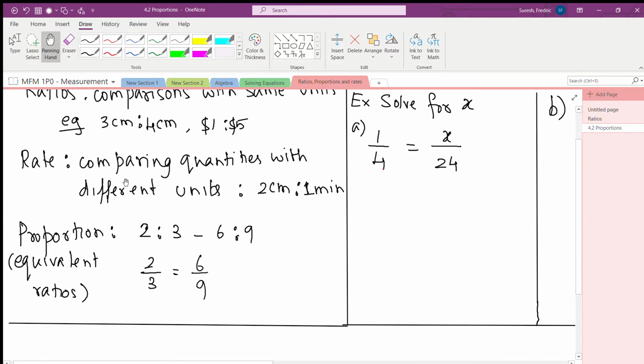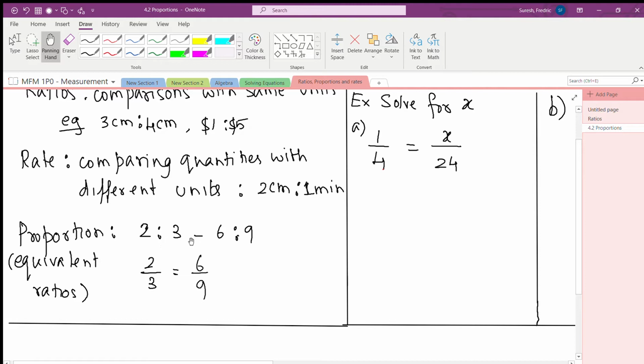Now the word rate is comparing two quantities, but this time we are comparing two quantities with two different units. So in the first case, it's 2 centimeters to 1 centimeter. Notice that the units are different.